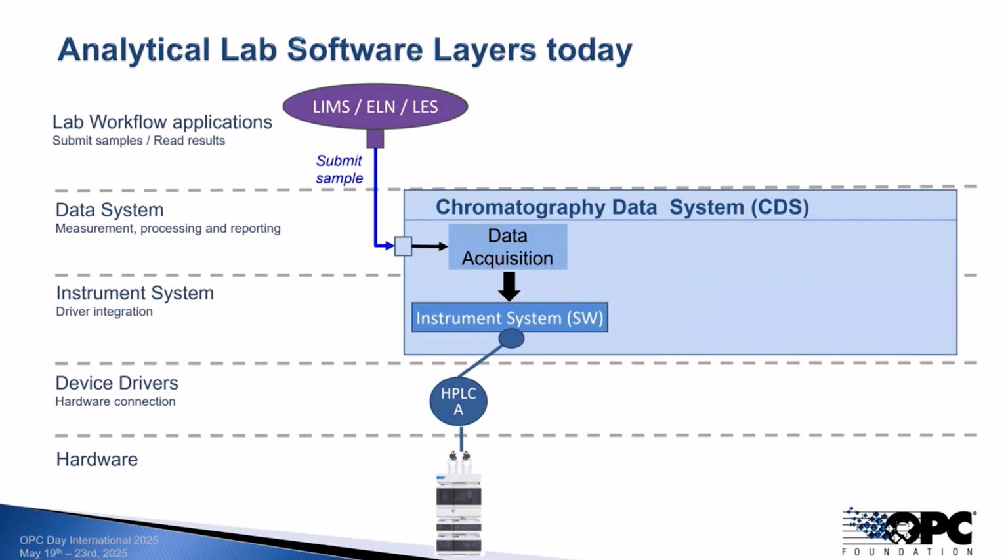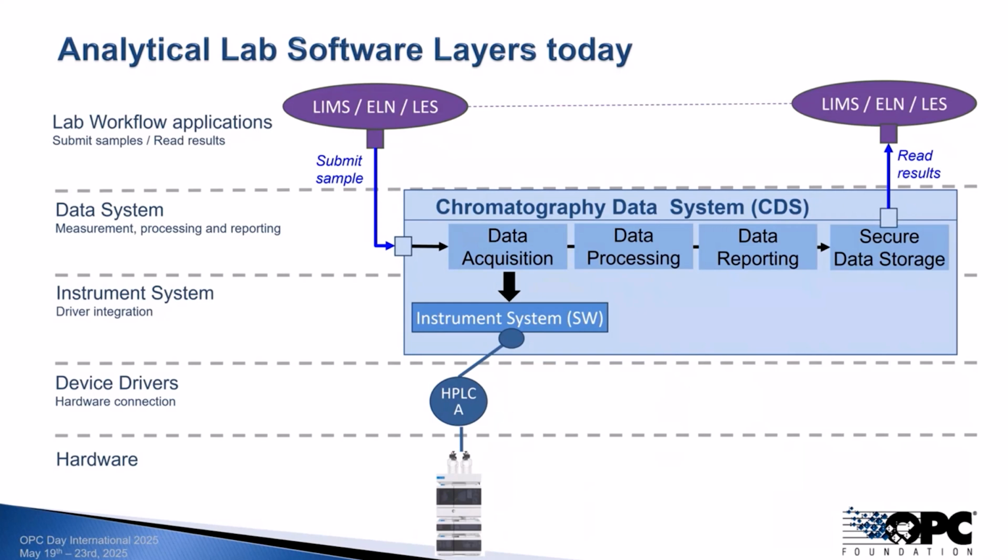After the data has been acquired, it's processed and report is generated. And finally, the results and raw data is stored in a data storage. Then the consumer which triggered the analysis can read the results. So the chromatography data system is provided by a certain vendor which has its own developed instrument system and device drivers for their hardware.